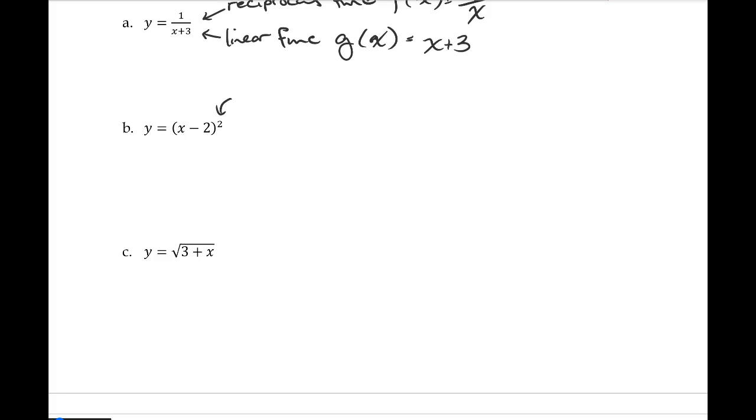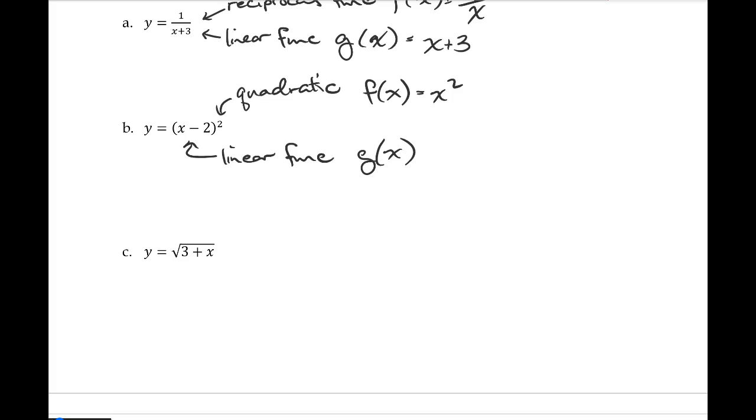And so again, we see this with b. This little square tells me that I'm dealing with a quadratic. And again, within, I'm looking at a linear function. So I would say that f is the outside, the quadratic is the outside. So I would say that should just be x squared. G of x is our inside function, so that should be x minus 2.